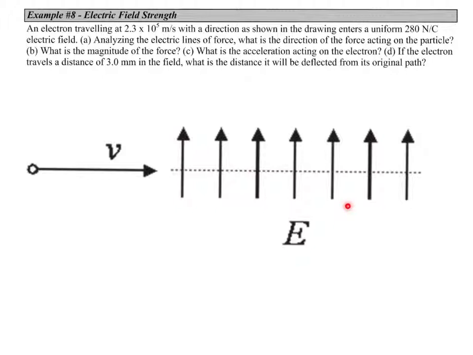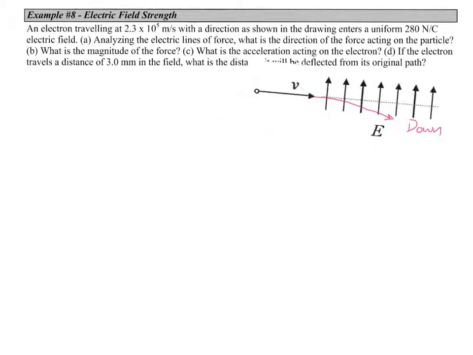So we start with part A, analyzing the electric lines of force. What's the direction of the force acting on the particle? These electric field lines, or electric lines of force, point in the direction that the force on a positive charge would go. But this is an electron being shot into this electric field. If these arrows are pointing in the direction that the force on a positive charge would go, this is a negative charge, therefore the force on this negative charge has to be in the opposite direction of these electric lines of force, or these electric field lines. So for part A, because this is an electron, our force on this electron is down.